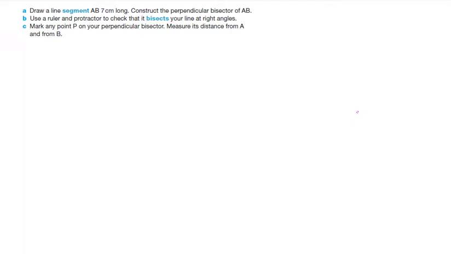Okay, we need to draw a straight line, draw the perpendicular bisector, and use a ruler, whether it makes the half distance on both sides or not. And the thing that we missed, you just need to use a protractor and see whether it makes 90-degree angles or not. So let's move on towards next.